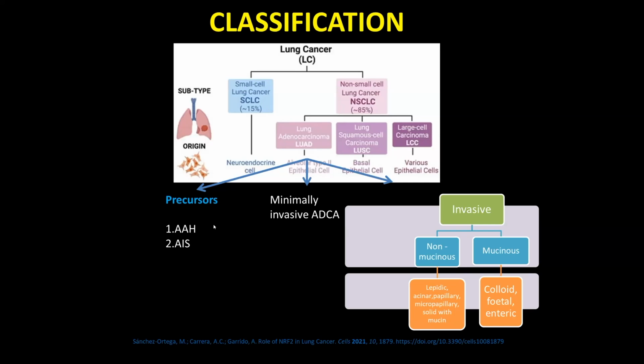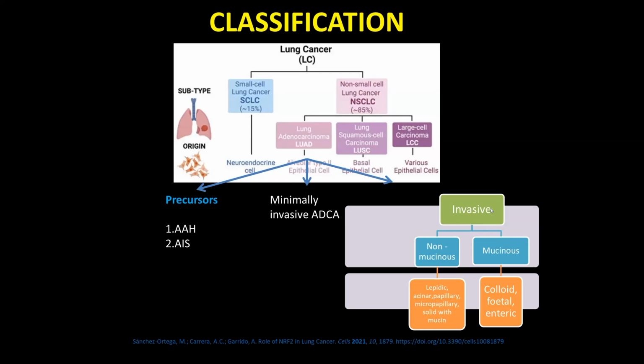Now that is divided into the precursor lesions, an in-between minimally invasive stage, and then the invasive adenocarcinoma. The precursor lesions are atypical adenomatous hyperplasia and adenocarcinoma in situ. These are the two precursor lesions. In between is what is known as minimally invasive adenocarcinoma. We look at the criteria for all of these, and then you have the invasive adenocarcinoma.